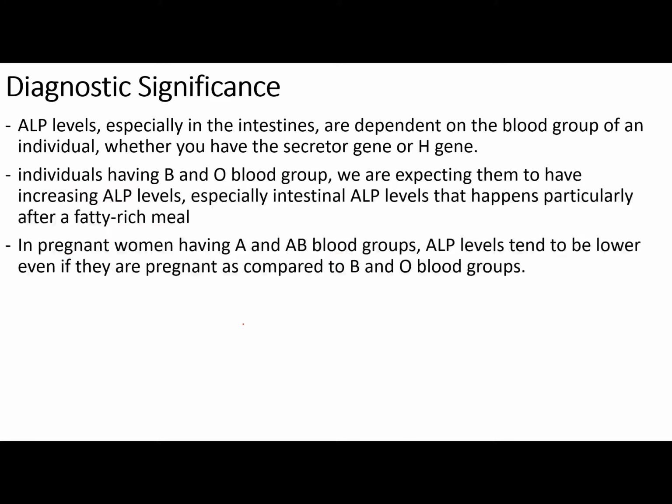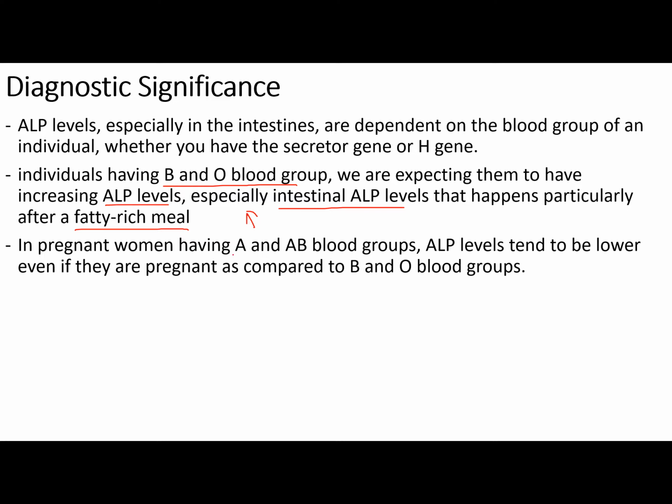Now, ALP levels, especially in the intestines, class, are dependent on the blood group of an individual, whether you have the secretor gene or H gene. Individuals having B and O blood groups are expected to have increased ALP levels. So if you are blood type B and blood type O, class, you have increased intestinal ALP levels. And this would usually occur during or after a fatty rich meal. So take note of that ha. Ulitin ko, if you are blood type B and blood type O, it is expected, class, that you have higher intestinal ALP, especially after a fatty rich meal.